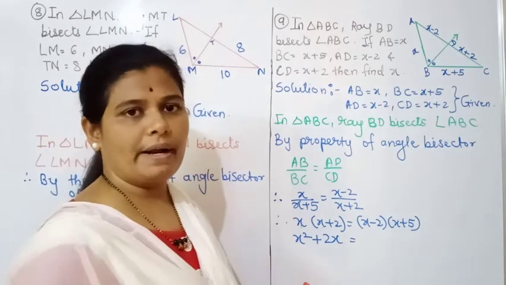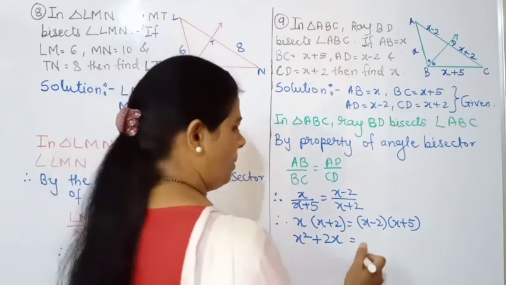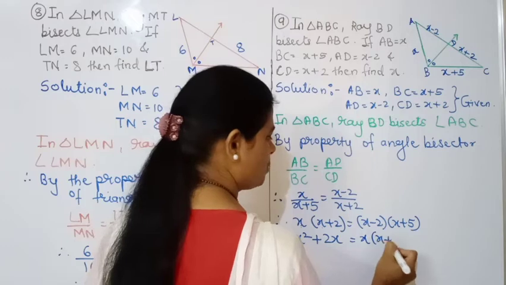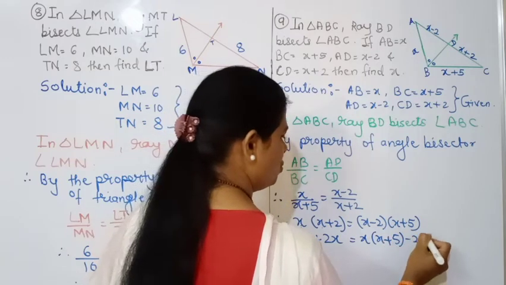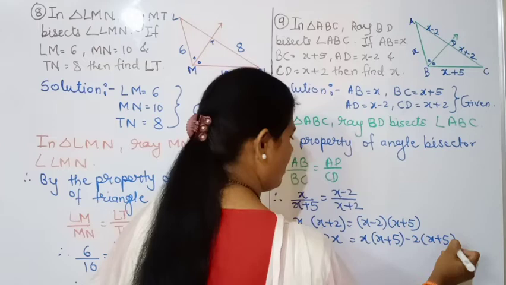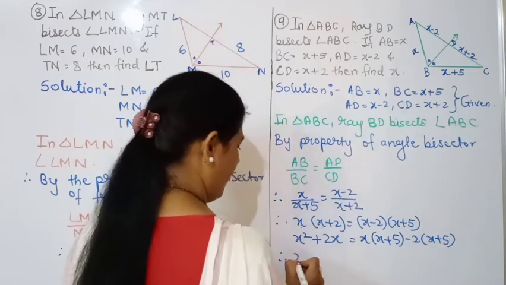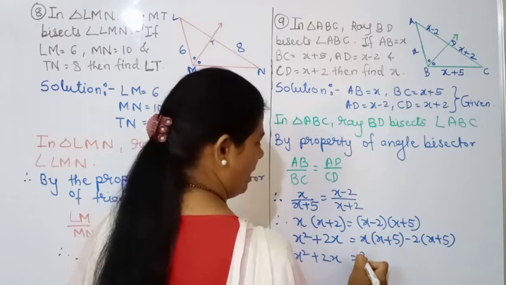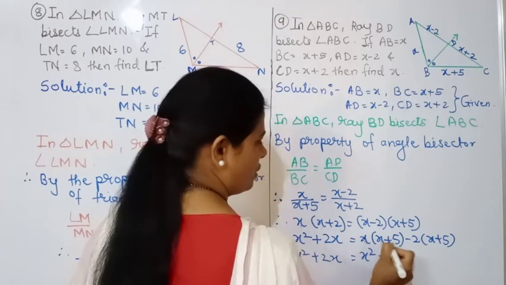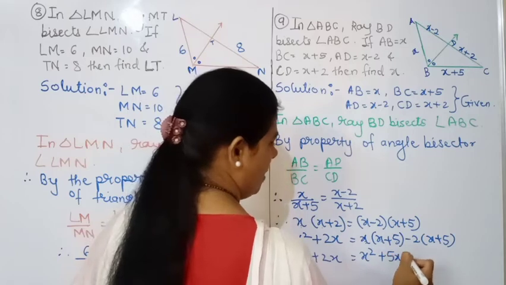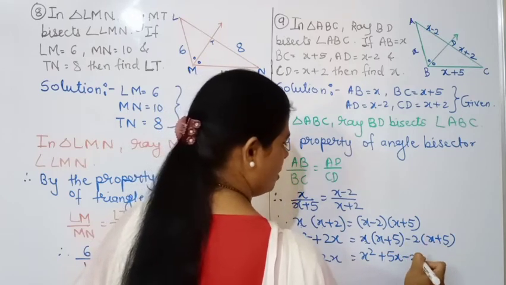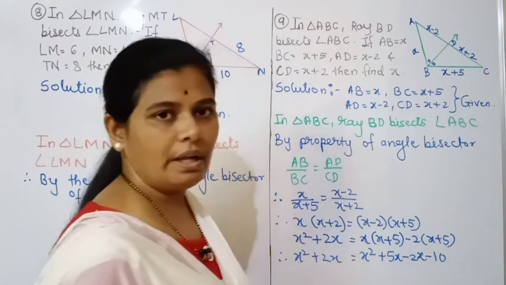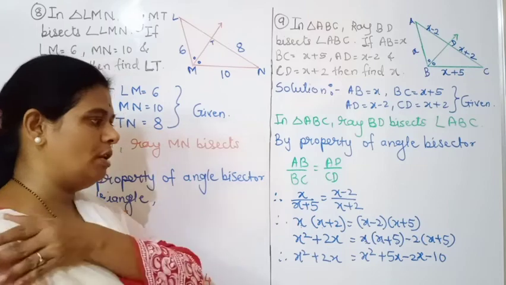That is equal to, now we will go towards the next side. If you can't solve the brackets directly, you can make the steps, that is x into x plus 5 minus 2 bracket x plus 5. Okay, now we will solve the bracket. That is x square plus 2x is equal to x into x is x square, x into 5, 5x, minus 2 into x, 2x, and minus times plus is minus, and 2 5s are 10. Okay, in this way we have solved the brackets now.